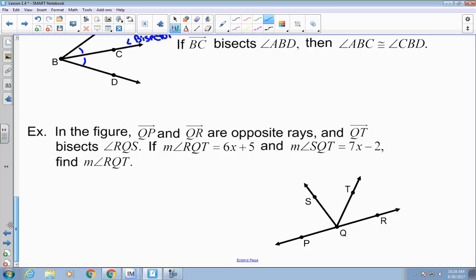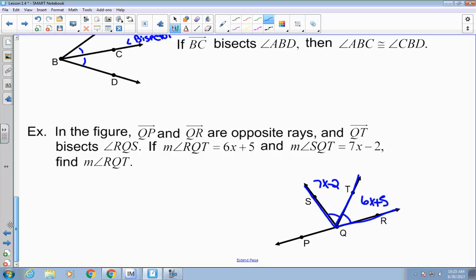That's important. It says that ray QT bisects angle RQS. What can I get from that? QT bisects RQS. It's exactly half of the bigger one. It breaks that big angle into two smaller parts, because this is the angle, this is the bisector, so it breaks these into two equal parts, yes? Okay, that's important too. If the measure of RQT is 6x plus 5, and SQT is 7x minus 2, find the measure of angle RQT.